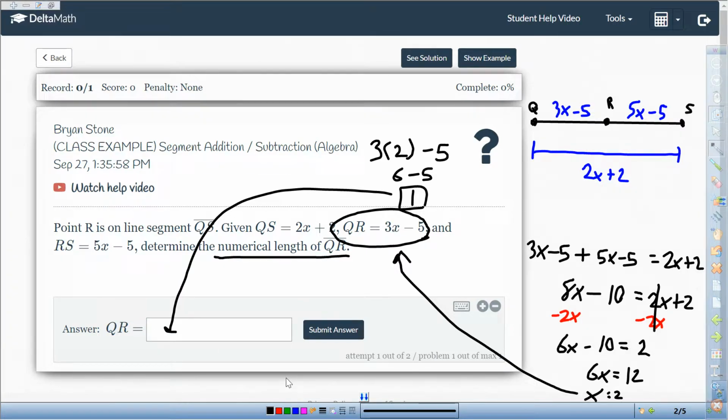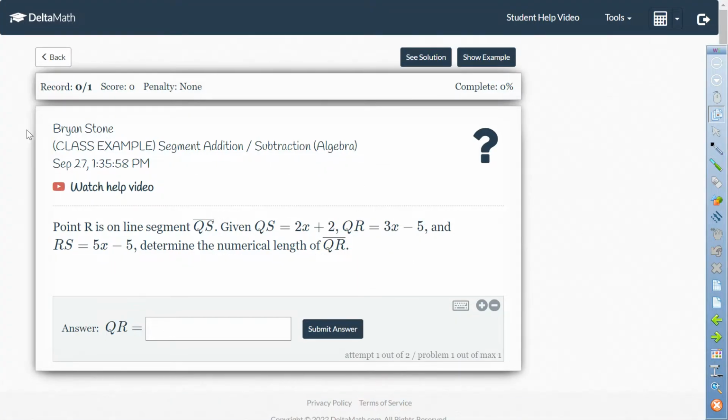All right, so now that you've seen one of these, pause the video, try some of these out. If you still struggle with solving equations or just writing out the equations, any part of this, call me over. Let me help you out. All right, so let's keep moving on.